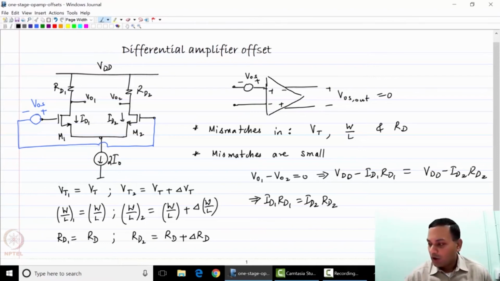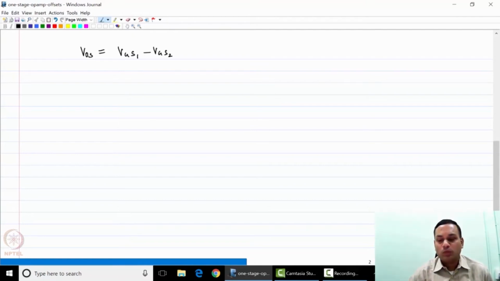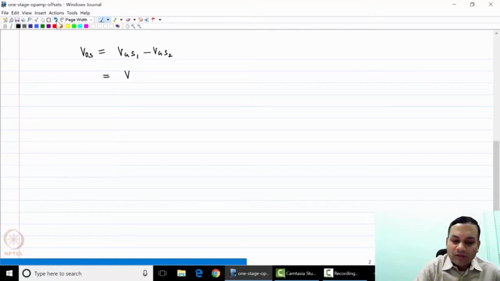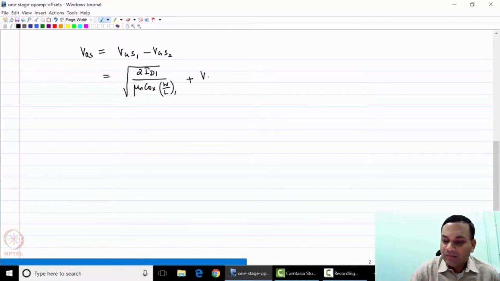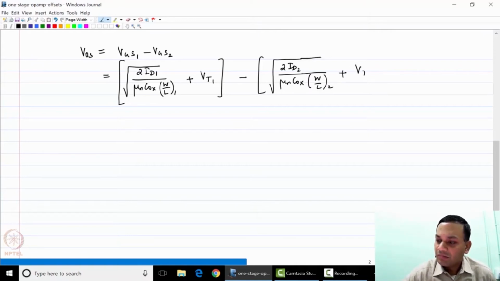Now let us write down the expressions for offset. So clearly, if you go through the circuit, VOS should be equal to VGS1 minus VGS2, and this is clearly equal to root of 2ID1 over mu n Cox W over L1, plus VT1, minus root of 2ID2 over mu n Cox W over L2, plus VT2.